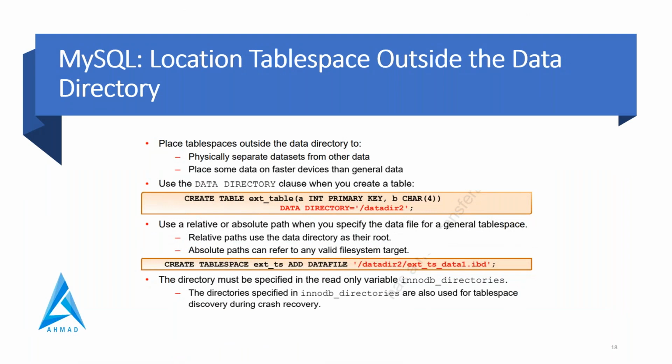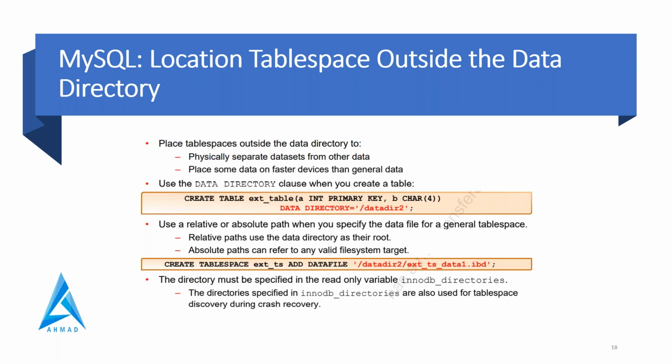And the next thing, locating a tablespace outside the data directory. innodb_directories may be specified as an option in a startup command or in a MySQL option file. A restart is required to change the value. The directory is defined by innodb_data_home_dir or innodb_undo_directory, and datadir are automatically appended to the innodb_directories argument value, regardless of whether the innodb_directories option is specified explicitly.